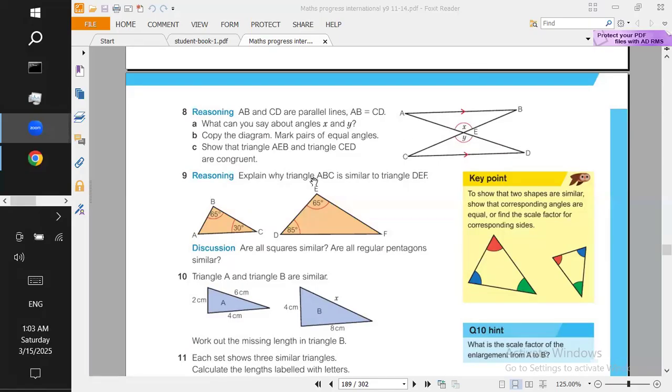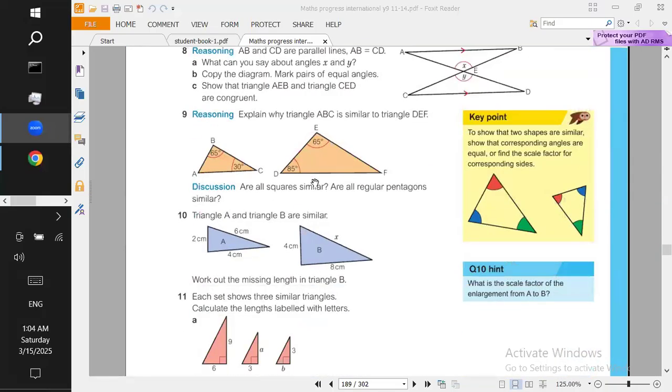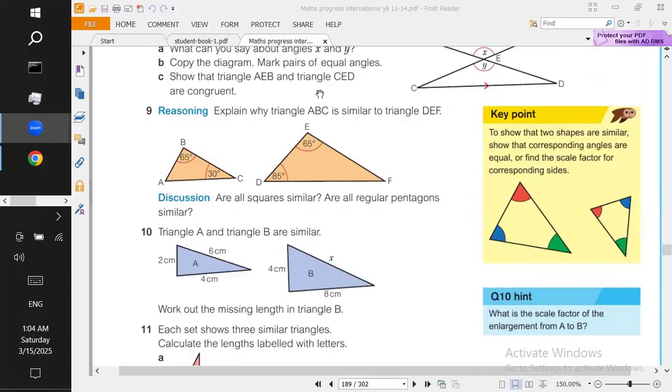In this video, we're going to talk about the rest of the questions in Unit 8. Here we're talking about similar triangles and how to answer questions regarding similar triangles. First, let's take question 9. Explain why triangle ABC is similar to triangle DEF.